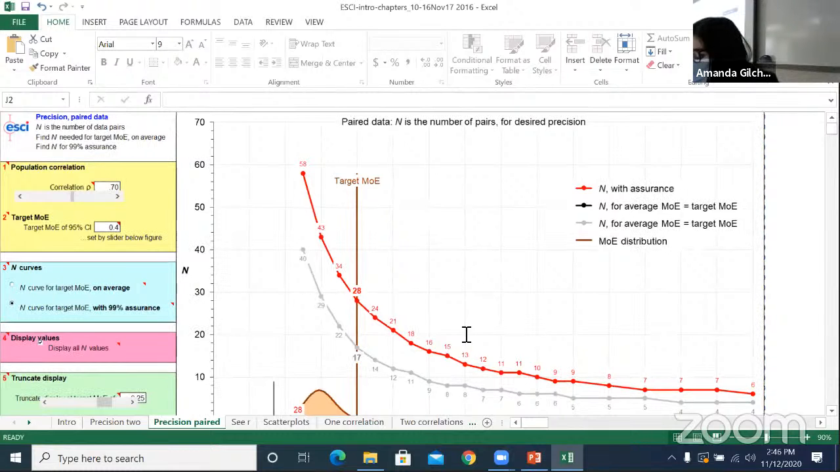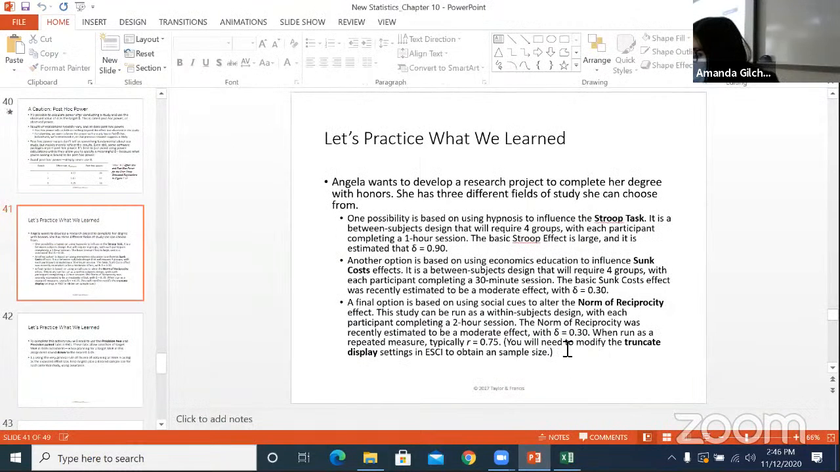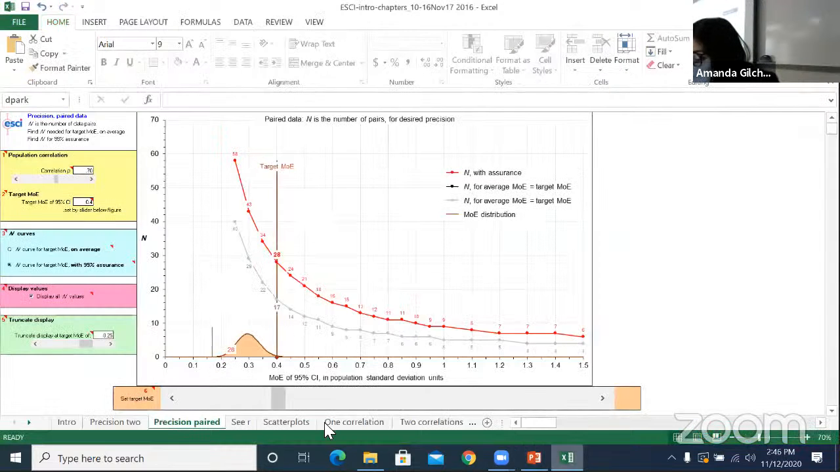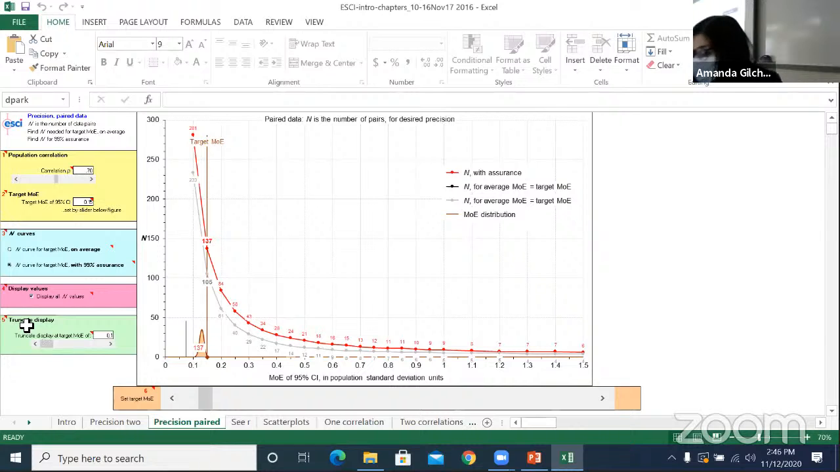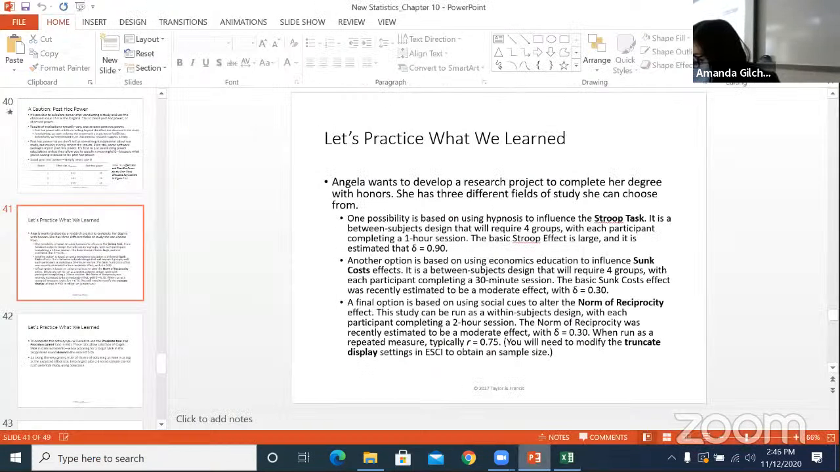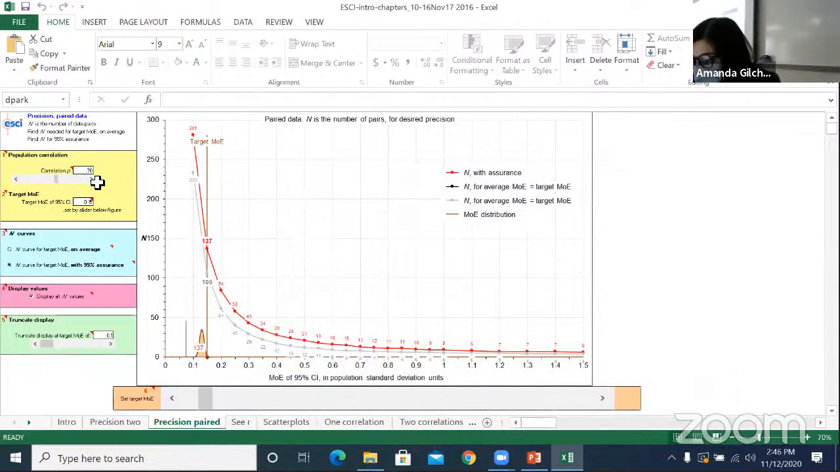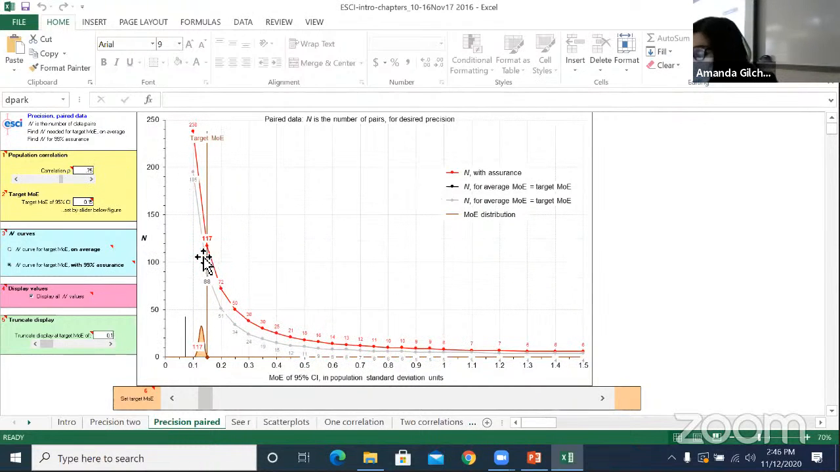Okay, we have to go to precision. Doing the norm of reciprocity, Cohen's d is about 0.3. So our target margin of error, once again, is going to be 0.15. So we're going for half. We are going to have to truncate our display once again to be able to get a sample size. Our correlation is 0.75. So with this within subjects design, we would need 117 people. But this is a 2-hour session. So that's about 234 hours worth of work.